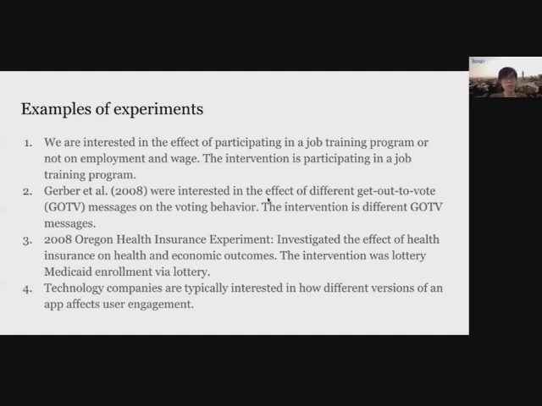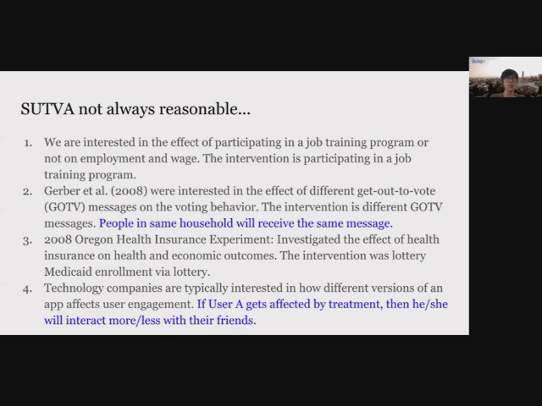And lastly, tech companies like your Googles and Facebooks are always interested in how different versions of their app affect user engagement. So they're constantly doing all these randomized experiments, which goes by the name of A/B testing in that context. These are four examples, and already we see that SUTVA need not actually hold for some of these examples.